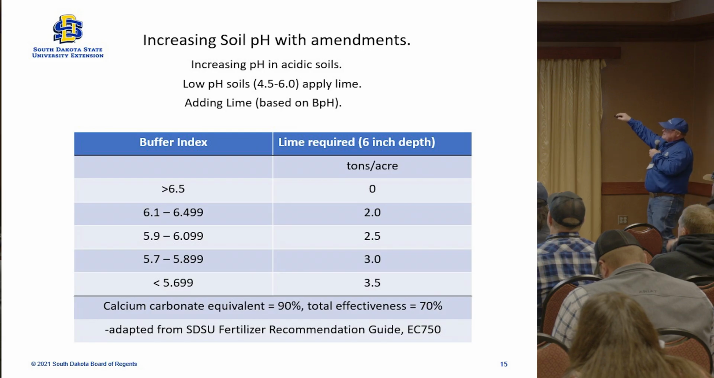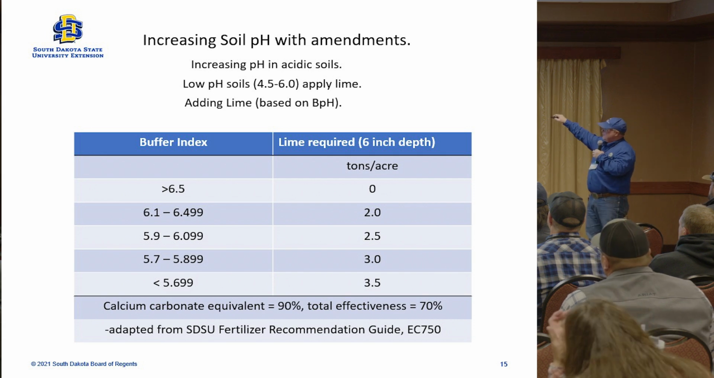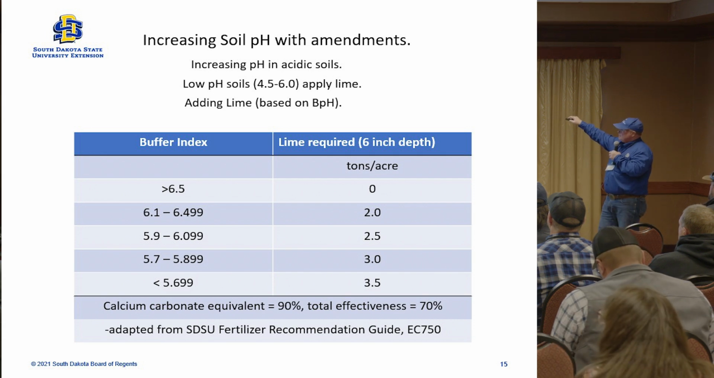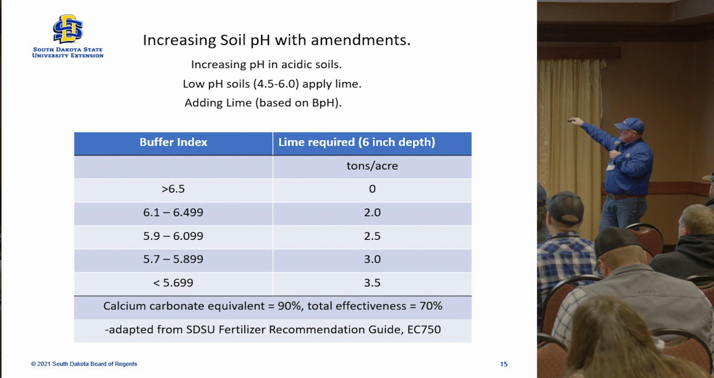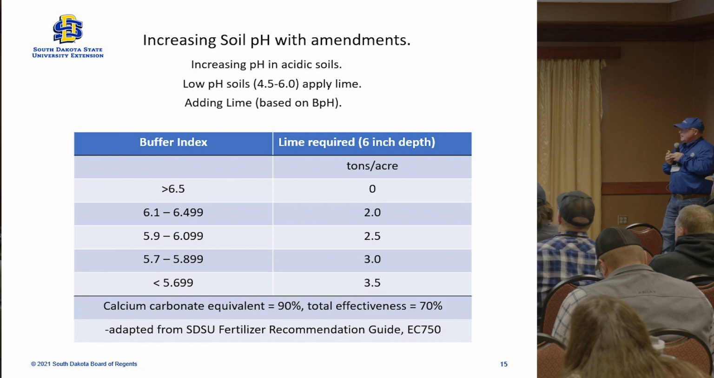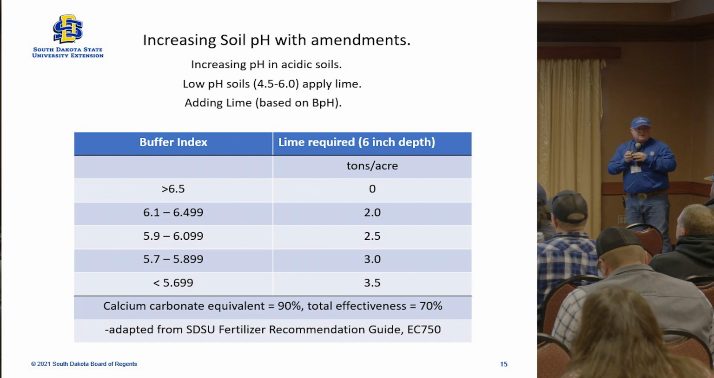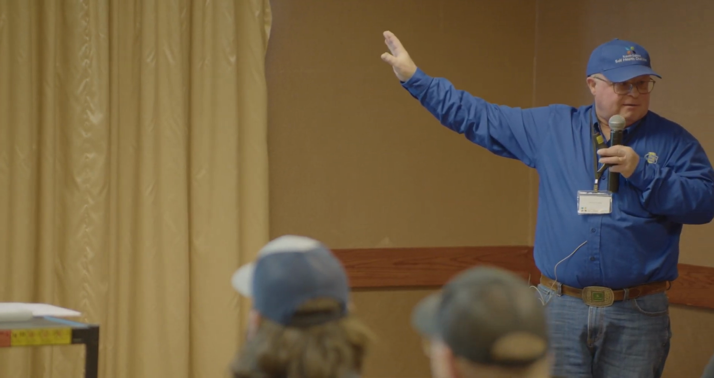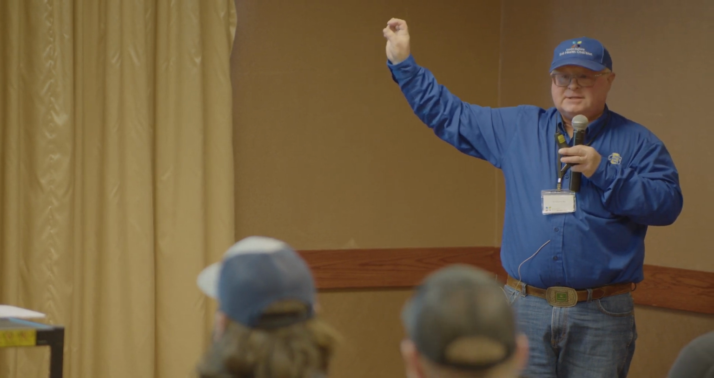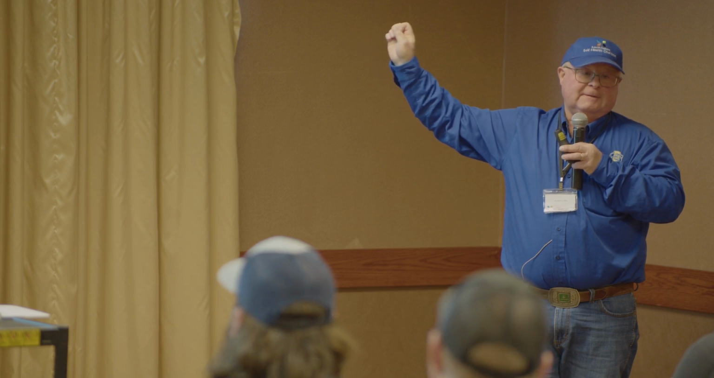Here's the lime recommendations that we have. It's based on the buffer pH, buffer index. Here's the ranges, and here's the amount of lime. Ag lime to apply with a 90% calcium carbonate equivalent or a total effectiveness of 70%. Those are big numbers. That's a costly process. It has a lot of sticker shock. Okay? And it's going on all over. There's a lot of lime going on in South Dakota. And maybe some of you in the room have done it.